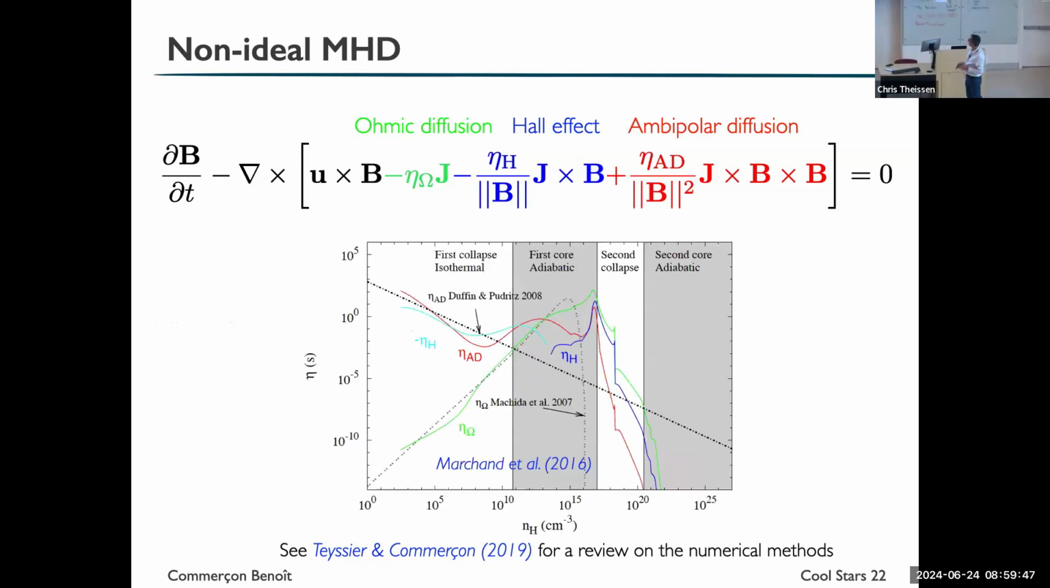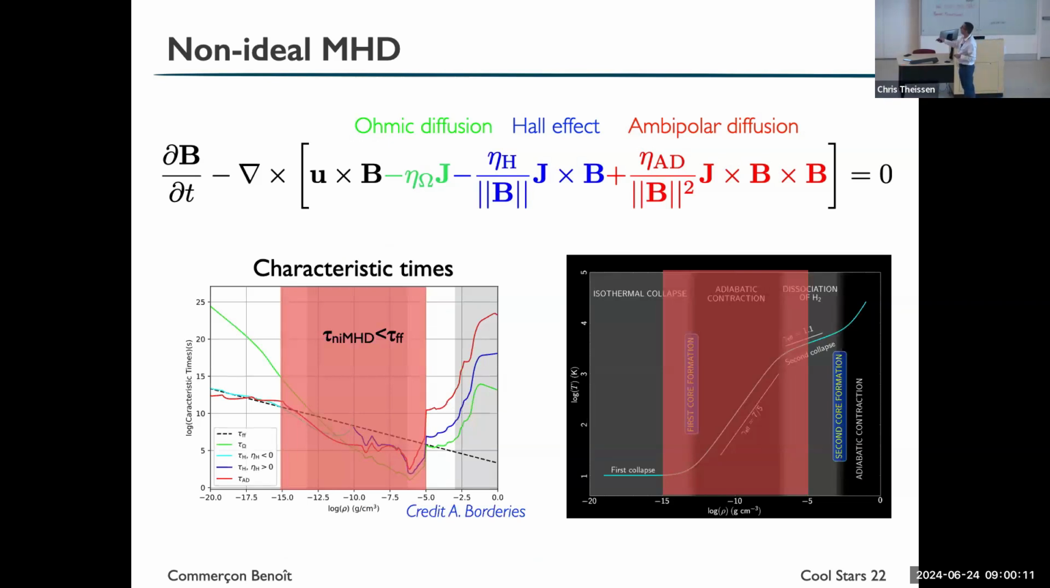So here is an example of resistivity computed by Pierre Marchand back in 2016. You see resistivity as a function of the density. Temperature also increases. You see that first ambipolar diffusion dominates, then the Hall effect, then again ambipolar diffusion, and then ohmic diffusion. Meaning that if we want to account for non-ideal MHD, we need to account for these three effects. It's even more important when you look at the characteristic timescale of these effects and compare it with the free-fall time. You see that these timescales are much shorter than the free-fall time for a wide range of density, meaning that they will regulate the evolution of the magnetic field and its coupling with the gas for all these scales.